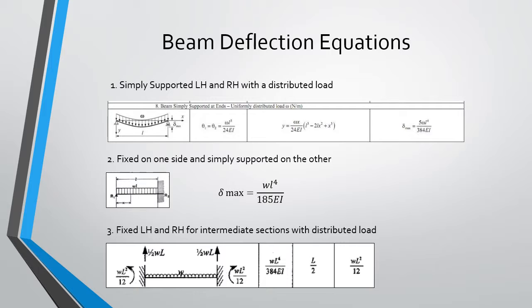The second equation is fixed on one side and simply supported on the other. What this does is takes the end of our beam and then takes us to the first datum target. And then equation 3 is for fixed left hand and right hand, and this will be used for the intermediate sections with distributed loading.